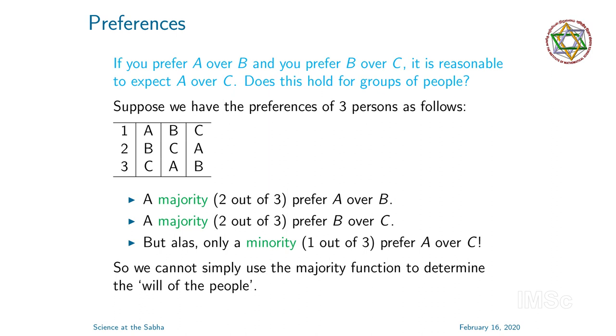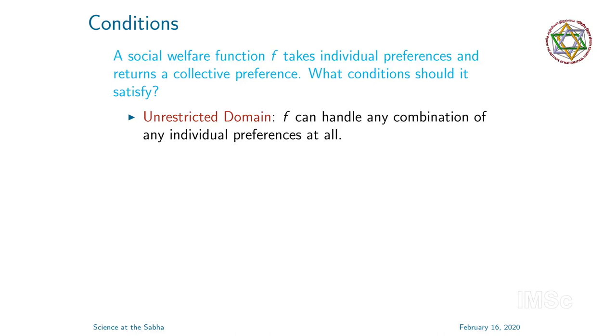So this tells you that the majority function is not a very good thing to employ if you want to talk about the will of the people, right? So you need some other function. These things are called social welfare functions.